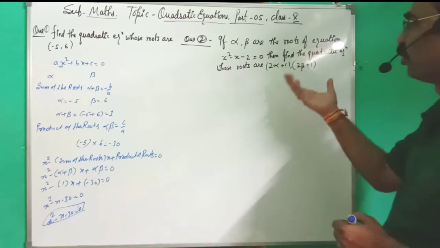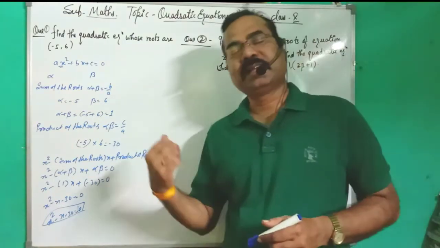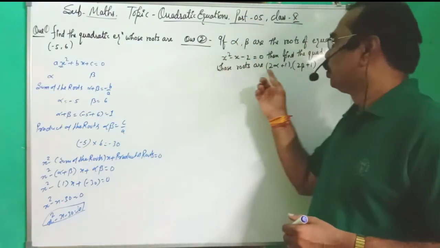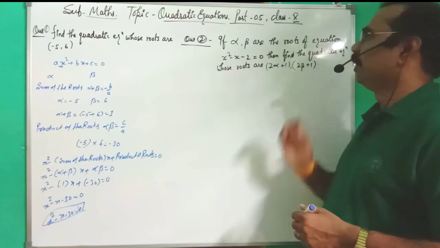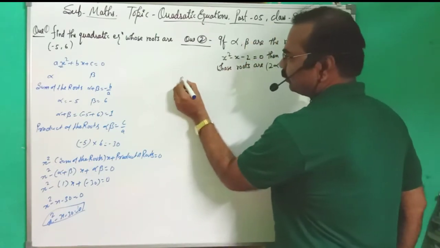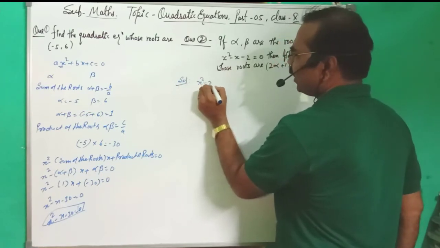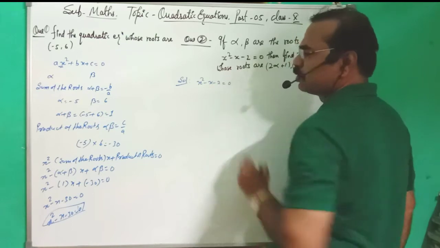Okay students, that is a very good question. You know that its roots are alpha and beta, but here the given roots are 2 alpha plus 1 and 2 beta plus 1. So firstly, your equation is x square minus x minus 2 is equal to 0.